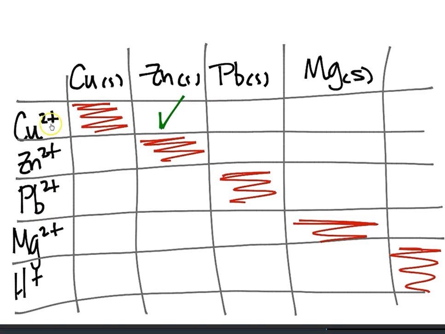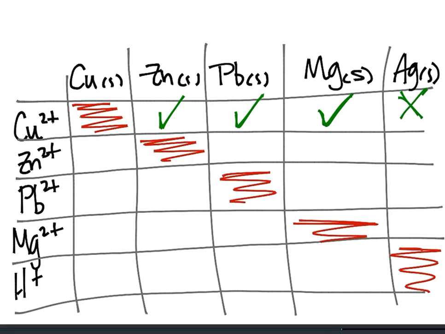So now when we summarize the results, we have copper 2 ion. All the cations are on the left-hand column, and all of these elements are along the top, right? So this entire column is whether or not copper solid reacts with zinc ion, lead ion, magnesium ion, and H+ ion. So as we summarize the results, if we look at the copper ion solutions one at a time, it should react with zinc, it should also react with lead, it should also react with magnesium.